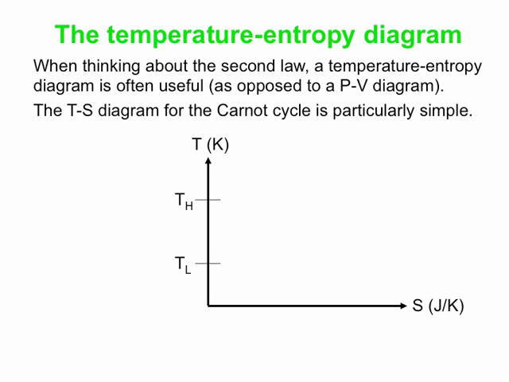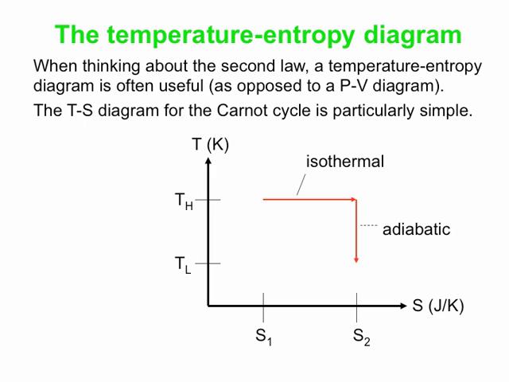And our engine operates between these two temperatures, T high and T low, and it operates between two values of entropy, we'll call S1 and S2. So we'll start at the top left corner of the cycle, and we'll do our isothermal expansion, and that moves the system from entropy S1 to S2, but it keeps the temperature constant. Then we'll do an adiabatic expansion. So there's our adiabatic process, and that keeps the entropy the same and lowers the temperature.